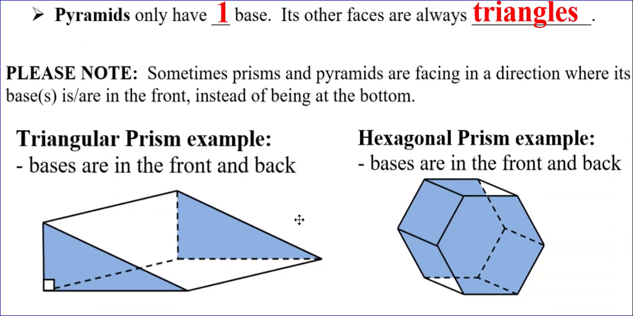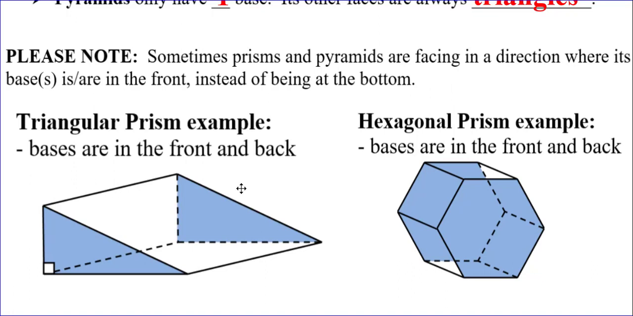Now, I should note that despite what the chart on the first page was showing you, sometimes prisms and pyramids will be facing in a direction where its base or bases might actually be in the front and in the back instead of being at the bottom. So here's two examples. Here's one of a triangular prism where the bases are in the front and the back. Again, the two triangles that are parallel and congruent to each other, they would be the bases here, not the rectangle at the bottom. It's the two triangles that are parallel and congruent to each other that determine the bases of a prism.